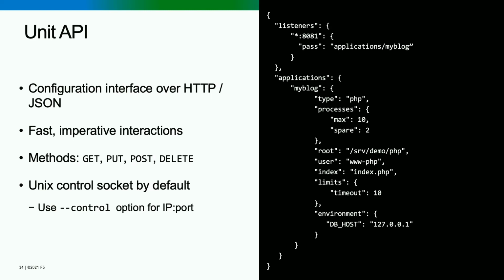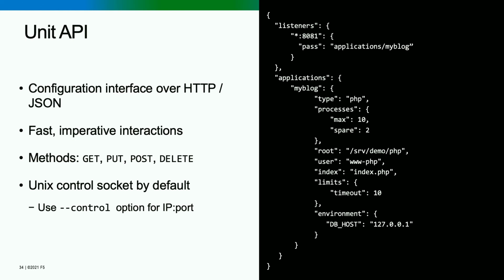The API supports get, put, post, and delete. So get is to obviously get the configuration. Put is to do an initial configuration. Post is to update that configuration, and then delete is to remove it. So you can actually completely wipe out the configuration with one single API command.